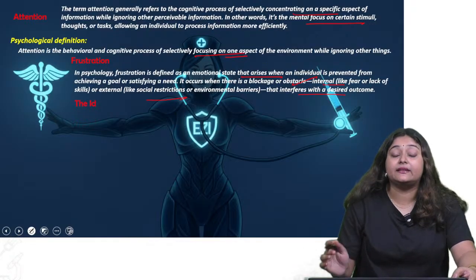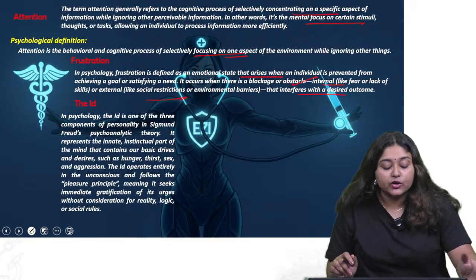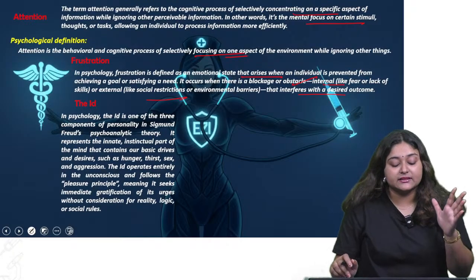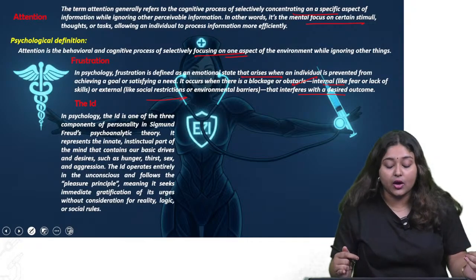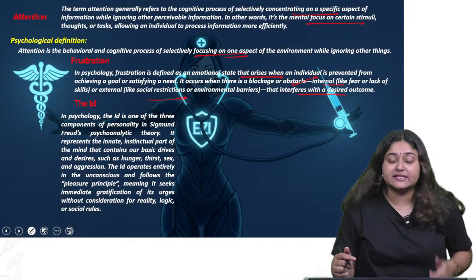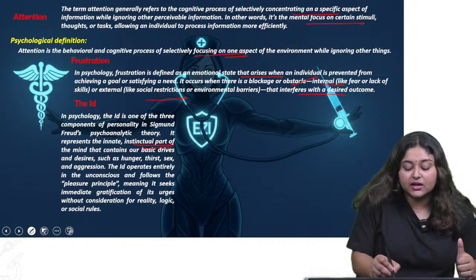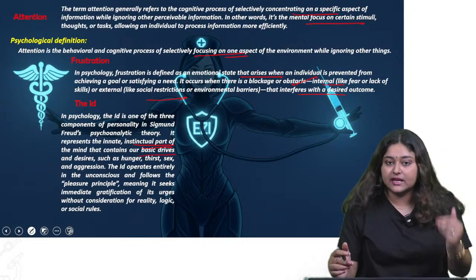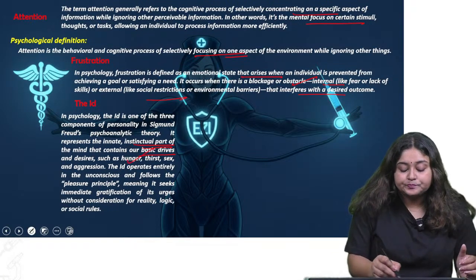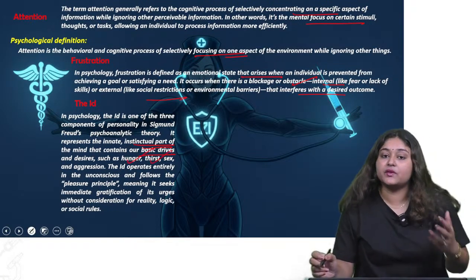Okay, next is the id. So what do you mean by the id? The id is one of the three components of personality based on Sigmund Freud's psychoanalytic theory. It mainly represents the innate, instinctual part of the mind, which contains our basic drives and desires such as hunger, thirst, sex as well as aggression.